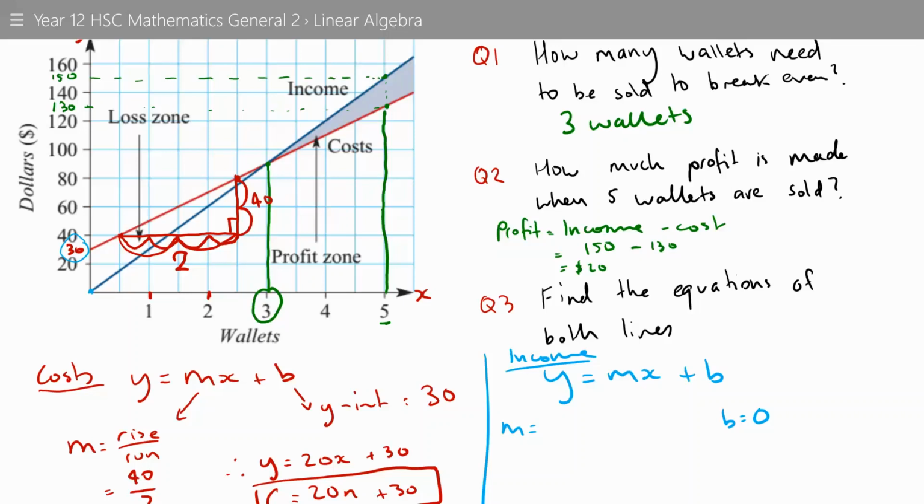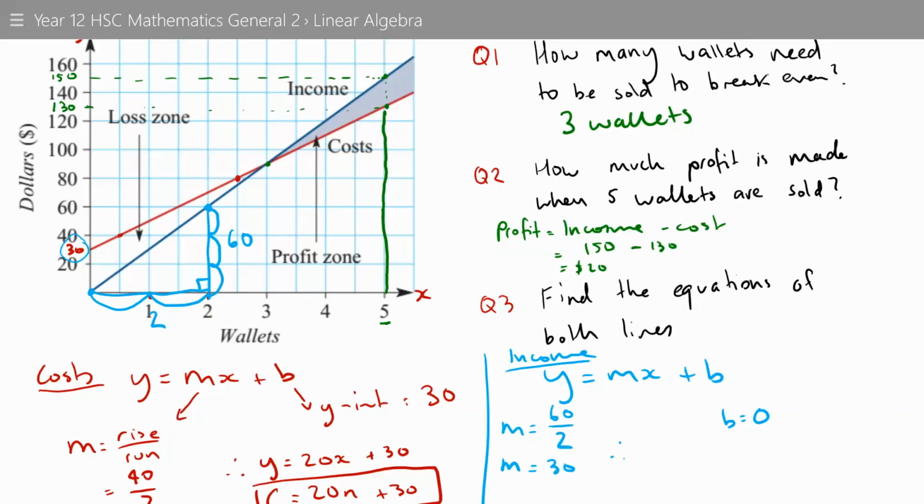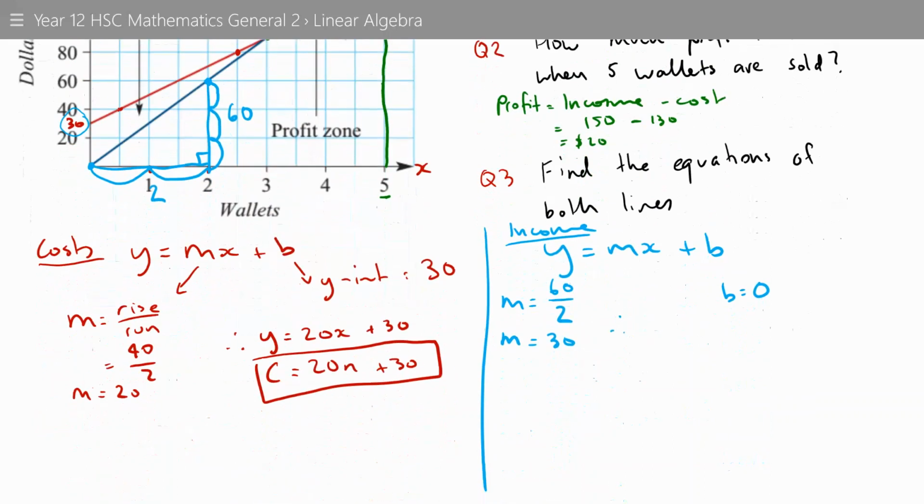So what is the gradient of this blue line? I'm going to start down here at the origin. That's a nice point. Where else does it cross a nice point? Right there. Here's a right-angled triangle. The rise goes up by 20, 40, 60, and the run is 1, 2. So m equals rise over run. The rise is 60, the run is 2. m equals 30. Therefore, the equation of the line is y equals 30x plus 0, and we don't need the plus 0, so y equals 30x.